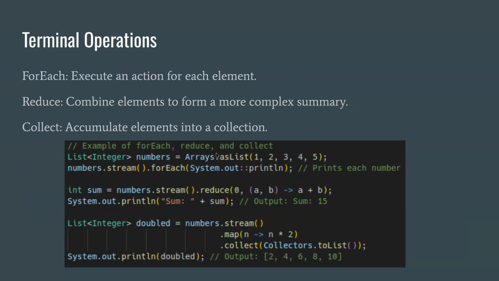Let's take a look at this. We have a list of numbers, and we're calling forEach, and this prints out each number. And reduce prints out the sum of all numbers, and we have collect here. Collect basically just accumulates results.